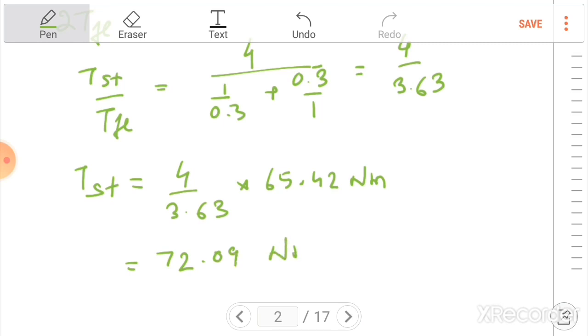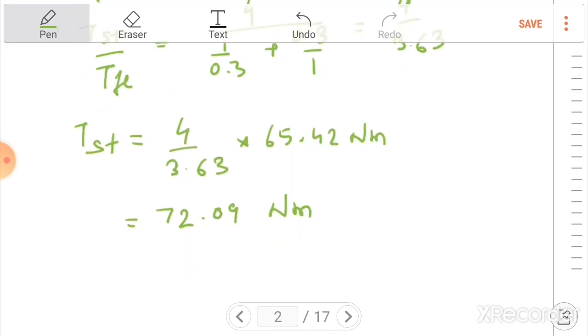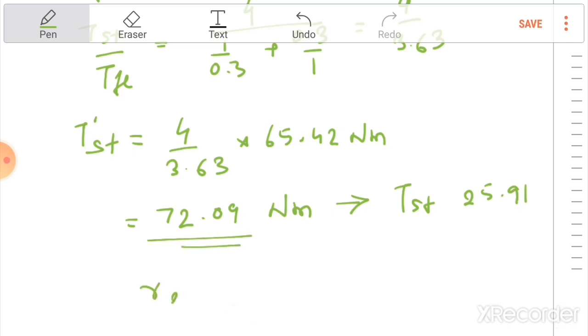So the result comes out to be 72.09 Newton meter. We can observe from here that this is the starting torque when rotor resistance is increased to 3 times. Compared with the previous case, where T at starting was 25.91, it is increasing hugely. So when rotor resistance is increased, torque at starting will also increase.